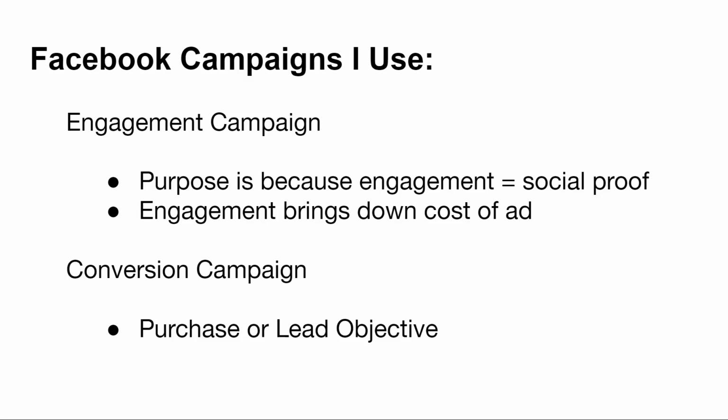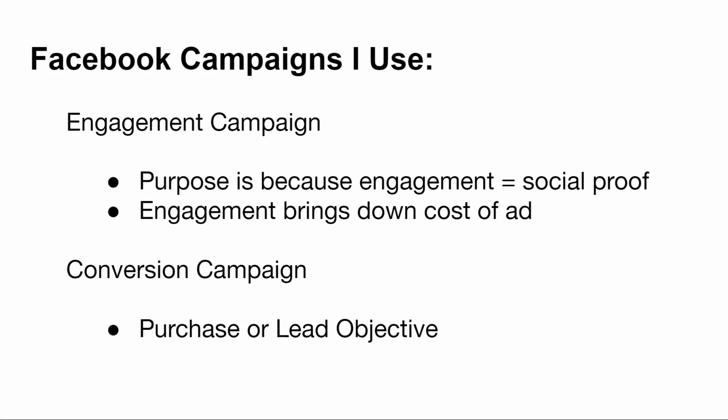People always talk about how do I get lower CPM, lower cost on my ads. The way you get lower cost is by engagement. So when you run an engagement campaign next to a conversion campaign, you are also going to naturally bring down the overall cost of the conversion campaign, okay?